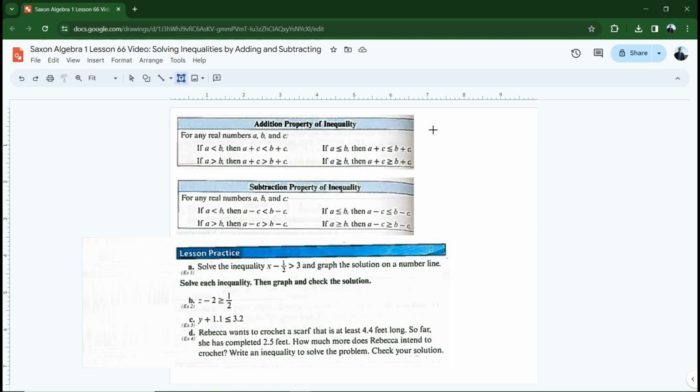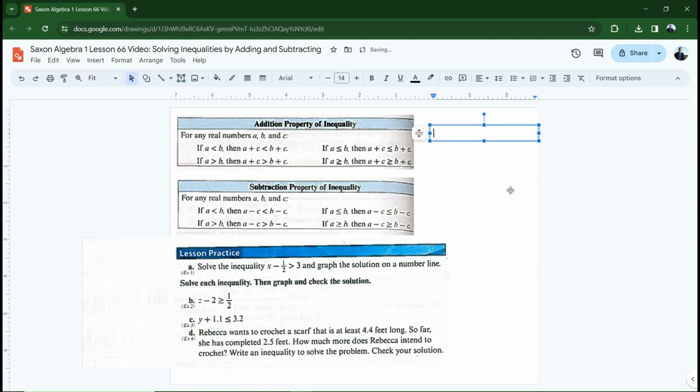Letter A, solve the inequality and graph the solution on a number line. So we're solving the inequality x minus 1/2 is greater than 3. Well, I want to get x on a side by itself. So what I'm going to do is add 1/2 to both sides of this. Plus 1/2 on this side, plus 1/2 on this side. So I'm going to get x is greater than 3 and 1/2.